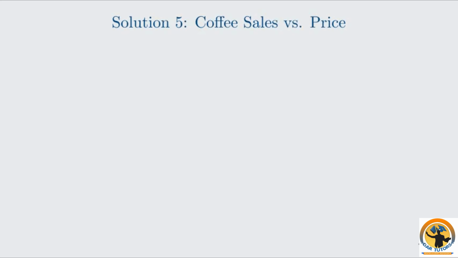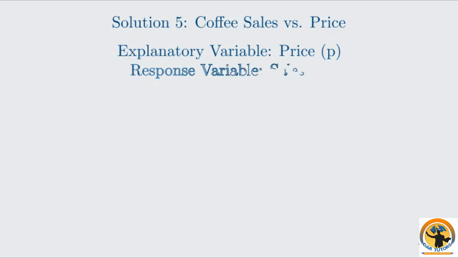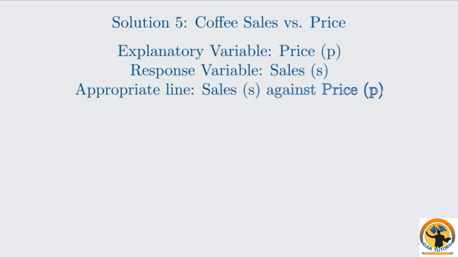Question 5. A cafe records the price, P, of a cup of coffee, and the number of cups sold, S. Explain whether a regression line of S against P or P against S is likely to be more appropriate. Let's first identify the independent and dependent variables in this context. The cafe owner can set the price, P. The number of cups sold, S, then depends on that price. Therefore, price P is the explanatory variable, and number of sales, S, is the response variable. This means we should use a regression of S against P.